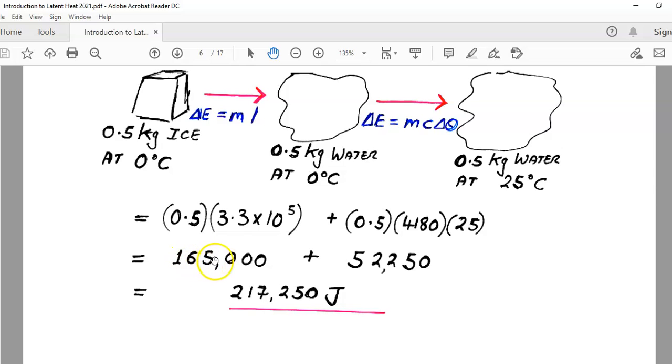That is 165,000 joules. Then the energy needed to raise the temperature of the now water, 0.5 kilograms of water, up to 25, using that formula, is mass by specific heat capacity by change of temperature. That adds another 52,250 joules. Adding both those together, we get this answer here, 217,250 joules. That much energy is needed to do both of these things added together.